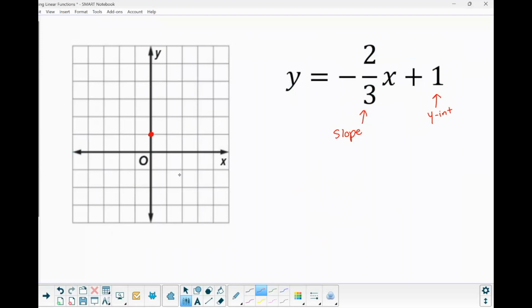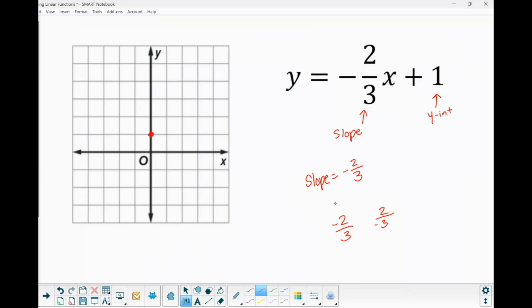Now, from this point to the next, I'm going to be using my slope. Now, my slope in this case is negative 2 over 3. Now, this negative can belong to either number. So I can do negative 2 over 3 or 2 over negative 3. It's the same exact thing, but you cannot give the negative to both numbers. Choose either one you want. It'll get you the same line. Different points, but the same line.